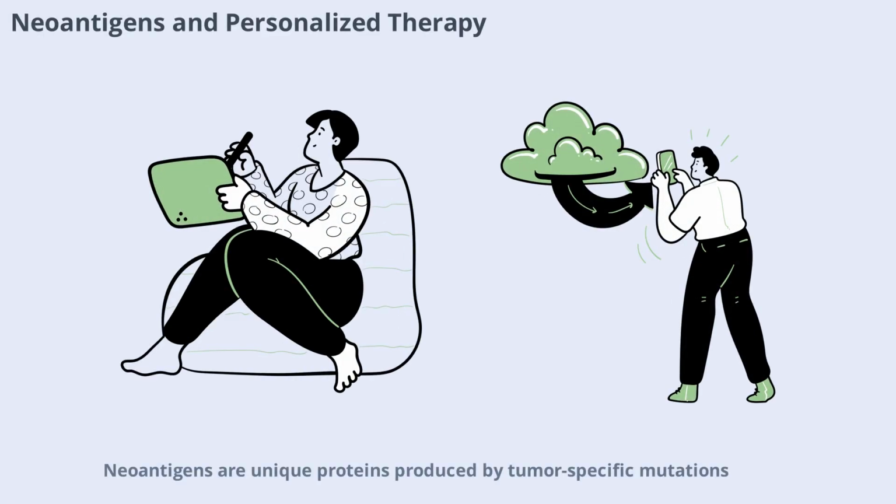Neoantigens are unique proteins produced by tumor-specific mutations. Because they are not found in normal tissues, neoantigens are ideal targets for personalized cancer therapies. Researchers are developing vaccines and T-cell therapies that target neoantigens, offering the potential for highly specific and effective treatments.